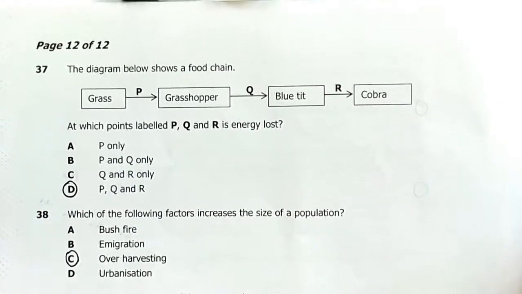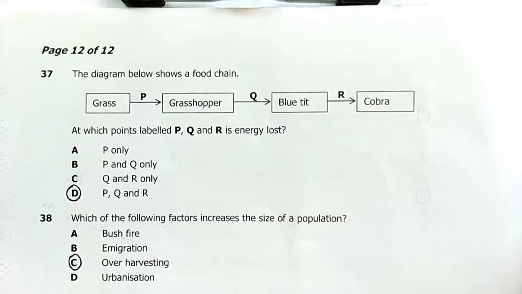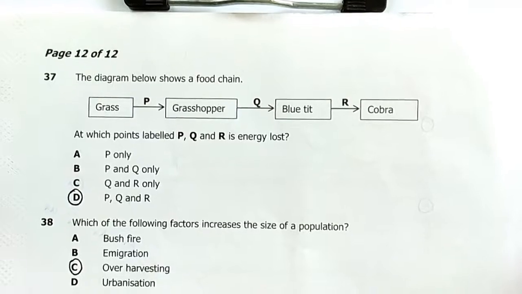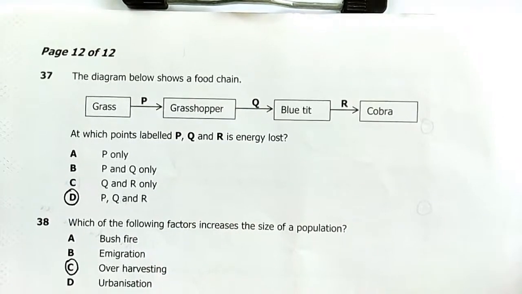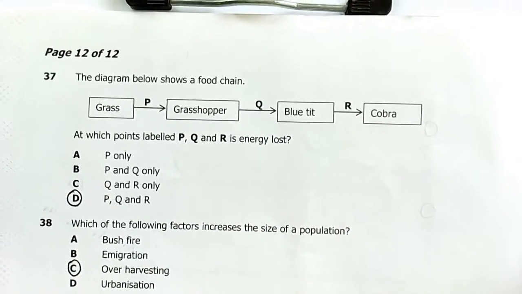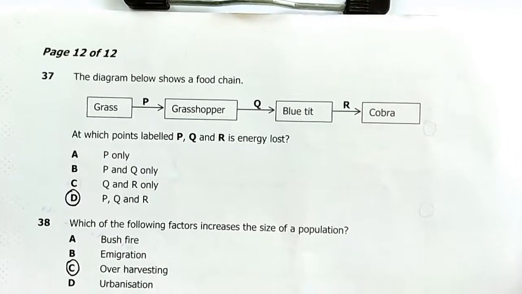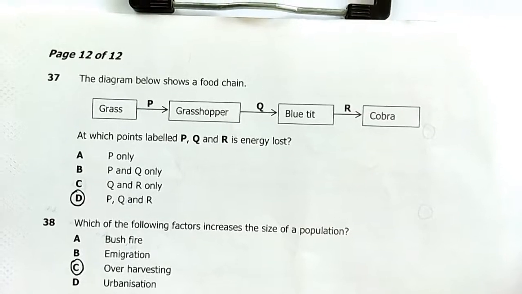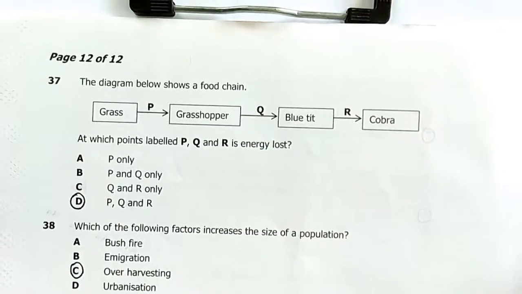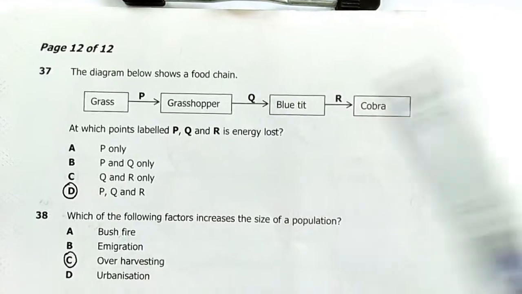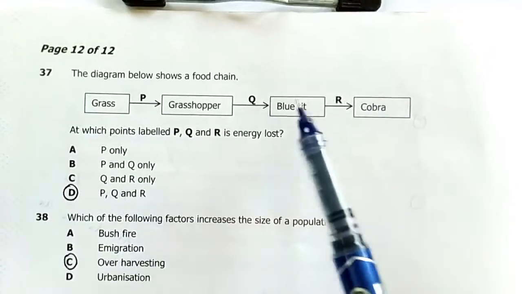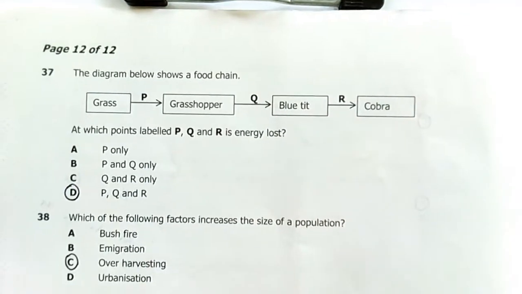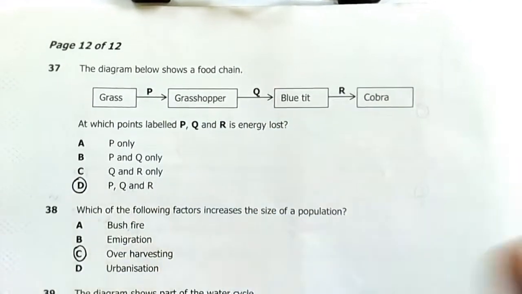Question 37. The diagram below shows a food chain. Grass, grasshopper, blue teat, cobra. A blue teat is a bird. At which points labeled P, Q and R is energy lost? At all points. Okay, grasses or plants are producers, then all these that follow are consumers. So at every level, energy is lost. The cobra gets less energy compared to the grasshopper.